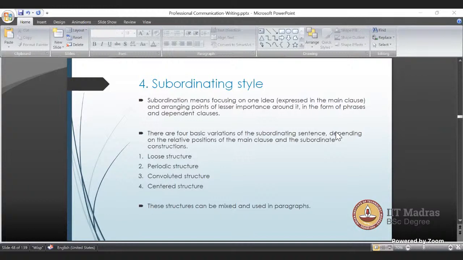Now, based on the positioning of the subordinate clauses, this is where you place your subordinate clause in the larger sentence, there are four distinctions to the subordinating style. Okay. Now, the first one is loose structure. We'll look at loose structure first.